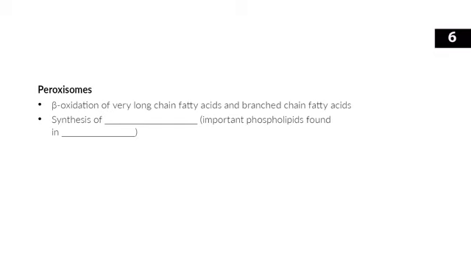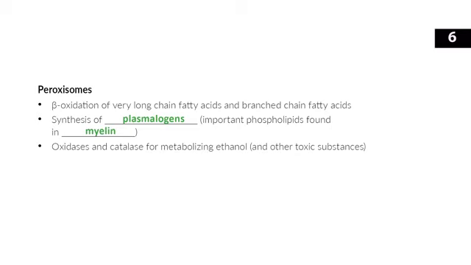The second important process is that the first steps in the synthesis of plasmalogens take place in the peroxisomes. Okay, great. What's a plasmalogen? Plasmalogens are a type of phospholipid that are found abundantly in myelin, in neural tissue. So I want you to bundle those terms together in your brain. Peroxisomes make plasmalogens, which are found in myelin. Then a third function of peroxisomes is that they contain oxidases and catalase, which are used to metabolize toxic substances that enter the cell, such as ethanol. So without peroxisomes in your hepatocytes, you would not be able to metabolize alcohol.